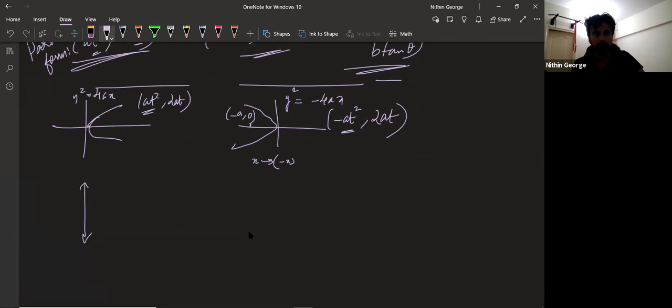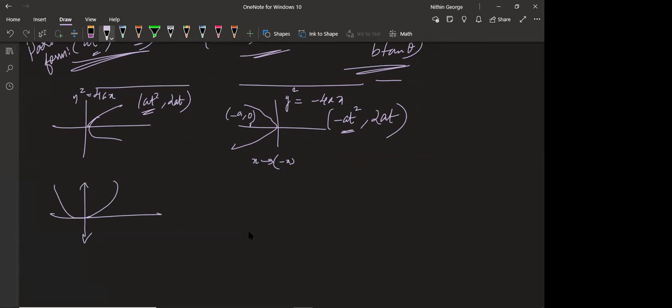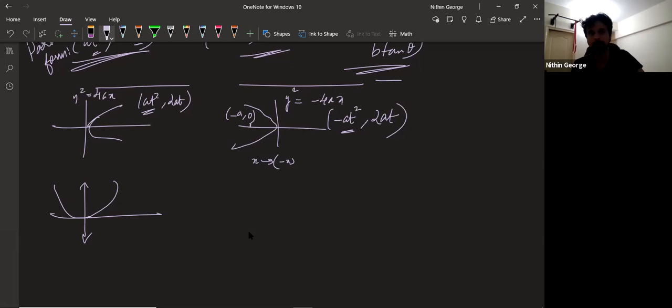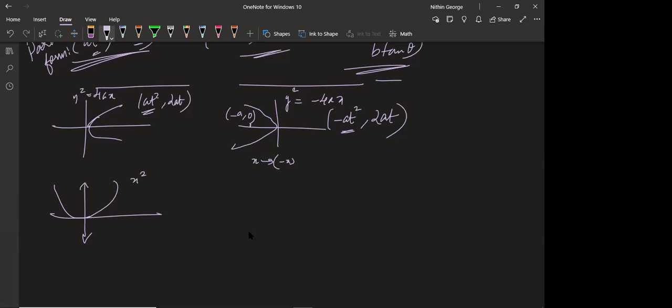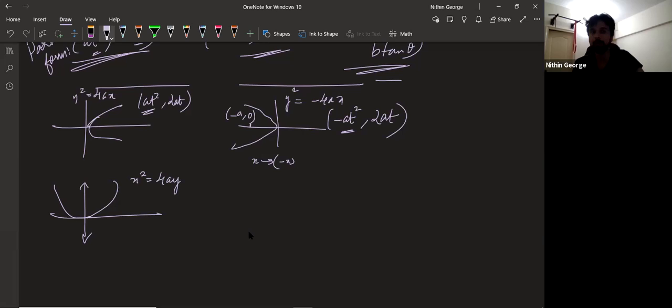Now, what about this one? What is this equation like? x square is equal to 4ay. This is this kind of a parabola. So here, what is the parametric form? 2at comma at square. Remember, you replaced x with y here. You replaced x and y, that's all you did. So you interchange x and y. That's all. So this comes as 2at comma at square.